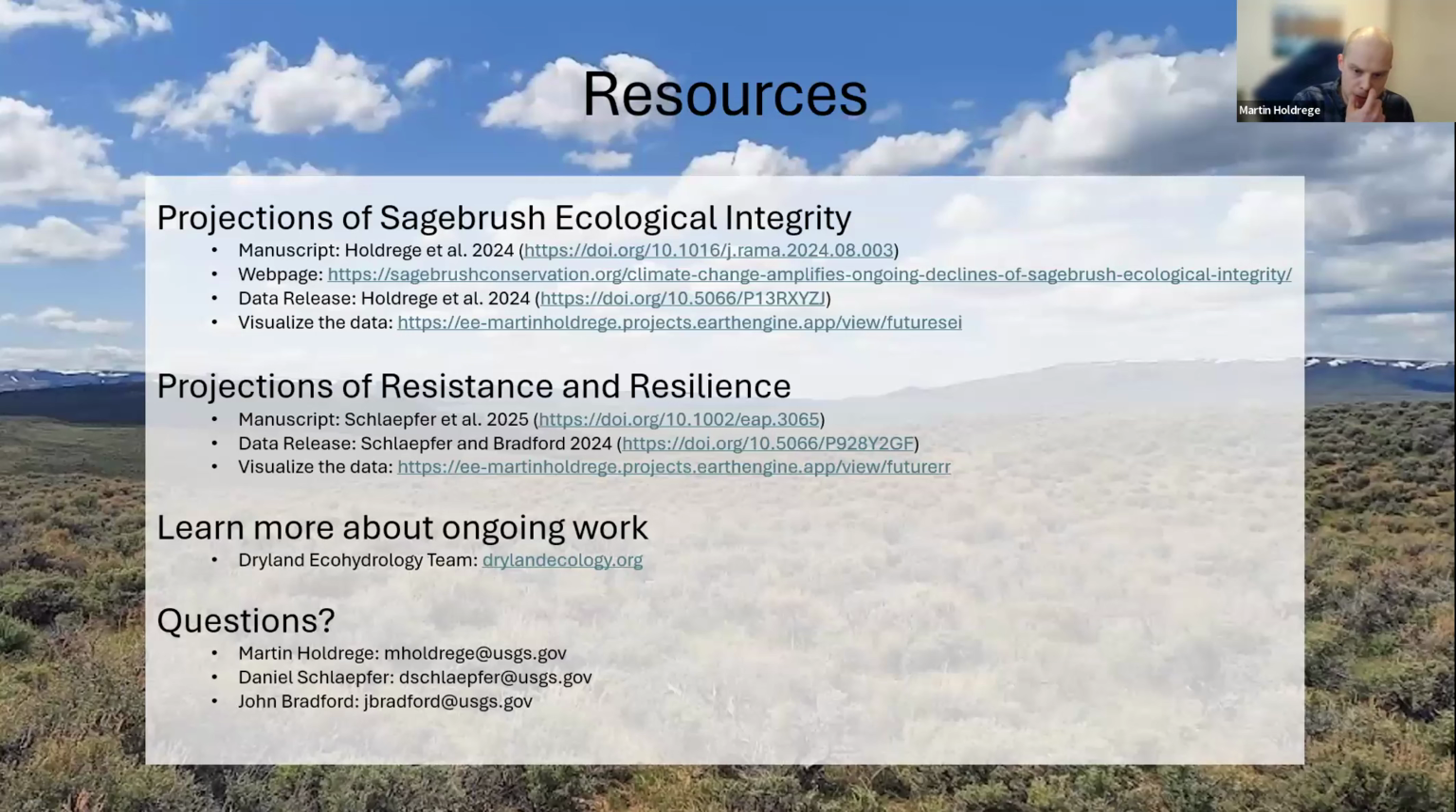And lastly, I want to just highlight some resources that are available. For the first two projects that I talked about, we've got manuscripts and data releases available. And we've also got some Google Earth Engine web applications where you can visualize some of these layers that I showed you, and additional ones as well, and multiple different climate scenarios to see some climate uncertainty as well, and potentially zoom in more on your area of interest.